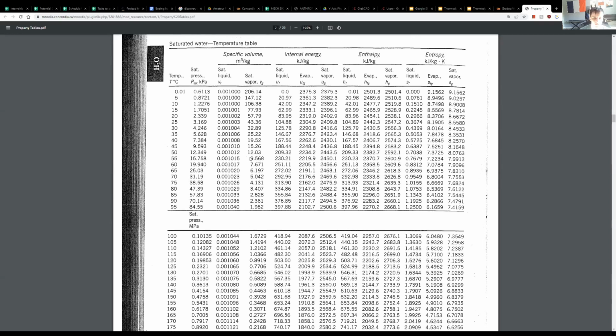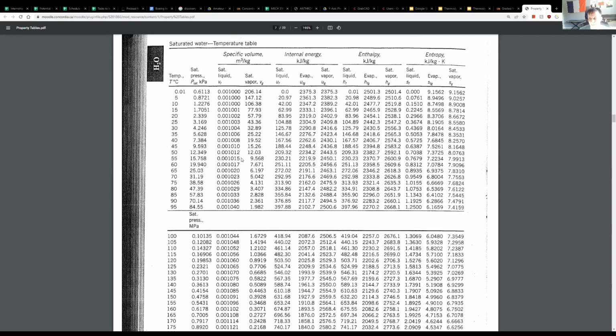If you are not in between these values and you're directly equal to one of them, then if it's equal to 0.001, you are in the saturated liquid phase. If it's equal to 9.568, you are in the saturated vapor phase. So if it's in between, you're in the mixture phase. If it's equal to the saturated liquid, you're in saturated liquid. If it's equal to saturated vapor, you're in saturated vapor.